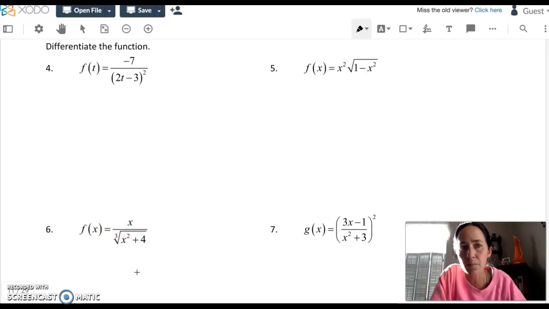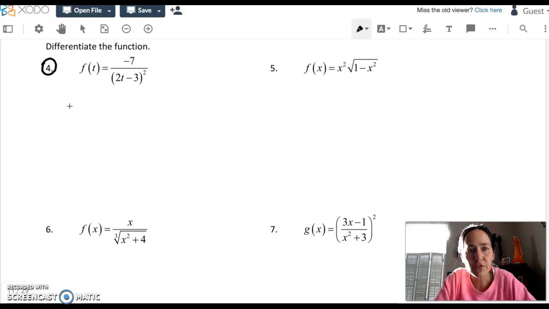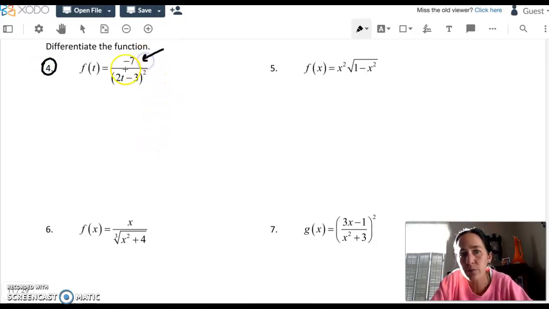Let's see if we can mix things up a little bit and let's start with number 4. So for 4, I think the one cool thing about the problem is we might be able to make it look a little bit easier off the bat because it's just a constant in the numerator. Initially, I was thinking this might be a good quotient rule example, but since there's just a -7 up top, let's swing up the denominator.